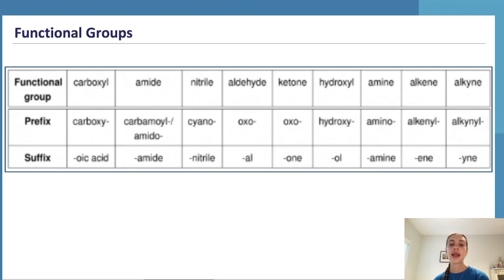Next we've got alkenes. Alkenes typically will have the suffix of -ene. However, sometimes you'll have the prefix of alkenyl. So typically if there's a branch coming off the molecule, they'll have the alkenyl prefix. Same with alkynes, they normally have their suffix of -yne, but typically if there's a branch, they'll use the prefix of alkynyl.